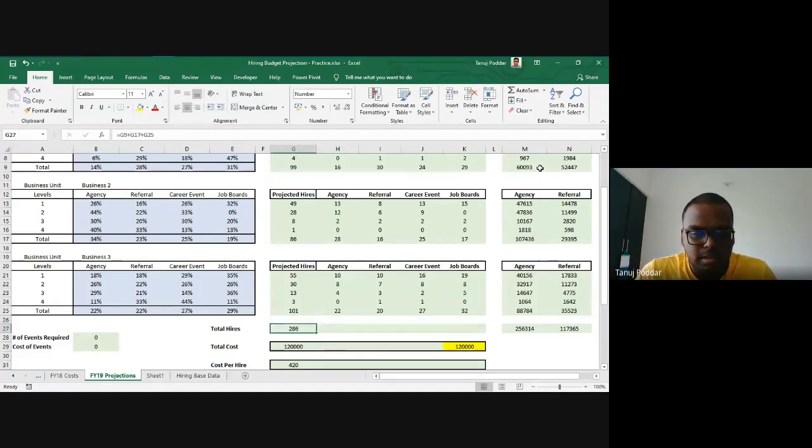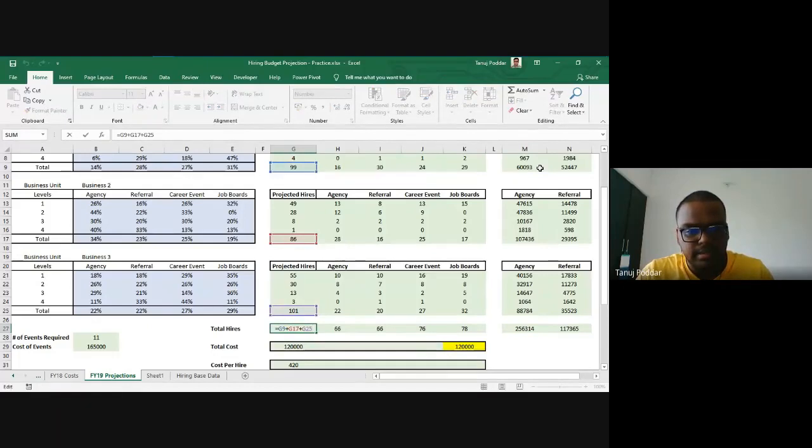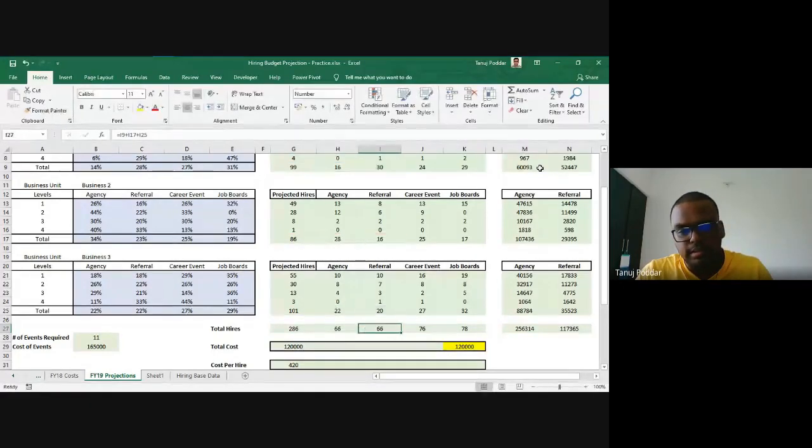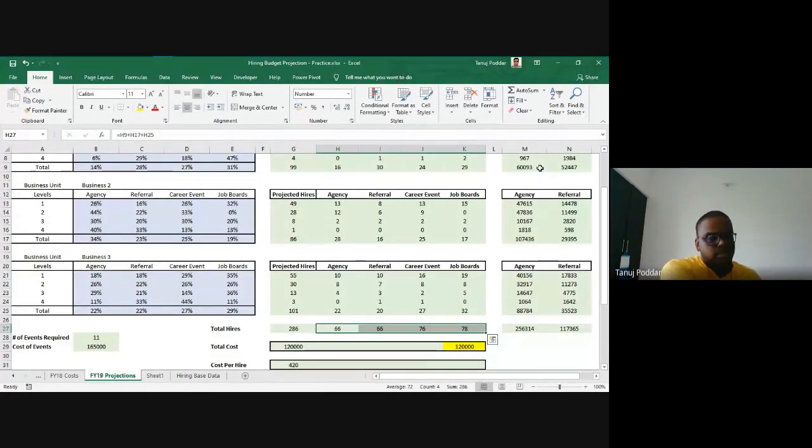Now, similarly, you can quickly calculate the total number of hires by different breakouts. So you have 286 total hires that you have to do, right? That is simply the summation of 99, 86, and 101. Similarly, you have the total number of hires for different sections like job boards, career events, referrals, agencies, and all of that. So that is what you can use for calculating these values. It's just a simple summation.